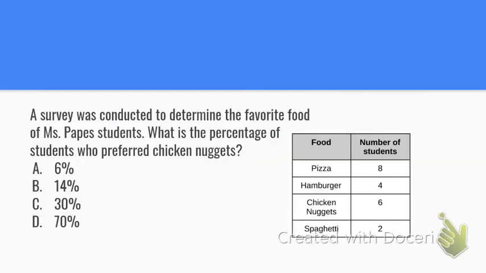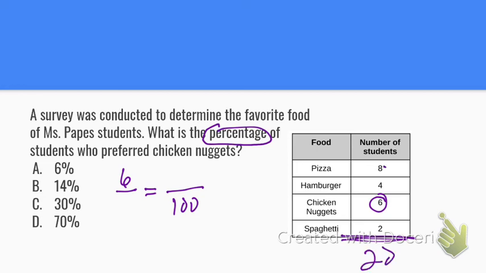All right, a survey was conducted to determine the favorite food of Miss Poppy's students. What is the percentage of students who preferred chicken nuggets? All right, so how many people preferred chicken nuggets? 6. So 6 over what number equals percent over 100? Well, do I know the percent or do I know the whole? It's asking me for the percent, so what is the whole? To find the whole number of people surveyed, I just add these up. Looks like 20 students were surveyed. So 20 times 5 is 100. So 6 times 5 is 30. That's 30%.